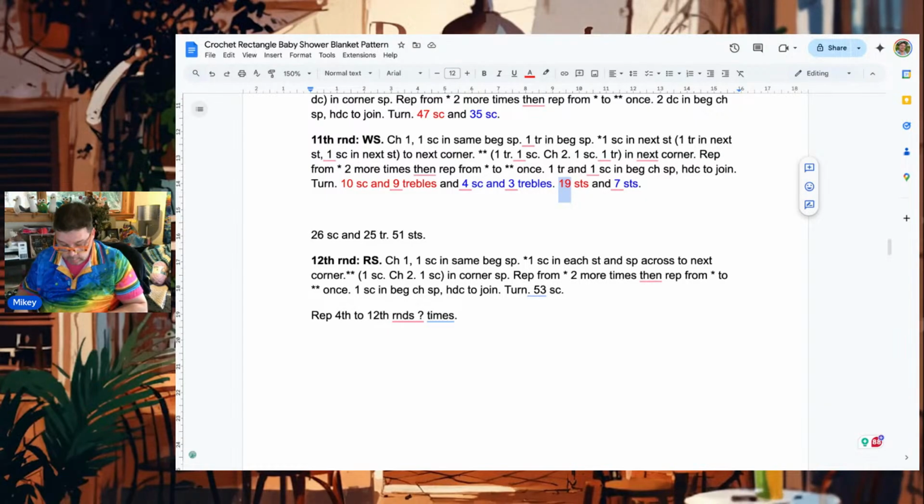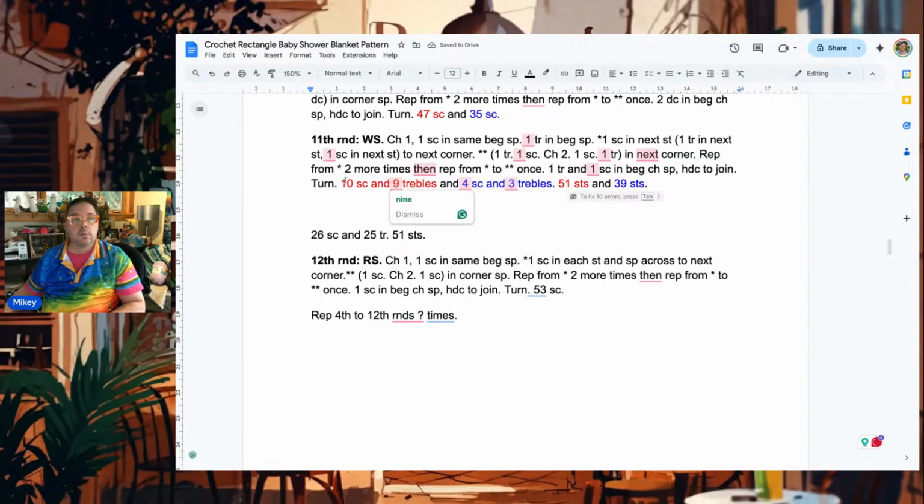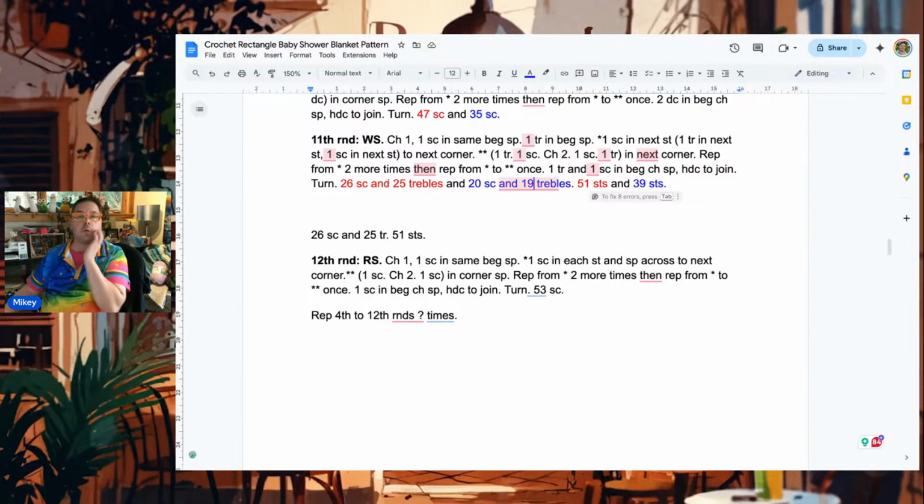The 11th round was 51 stitches. And 39. So 26, 25, 20, 19. So 20 plus 19 equals 39. 30, 26, 25 equals 51.